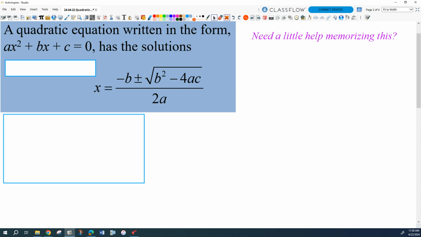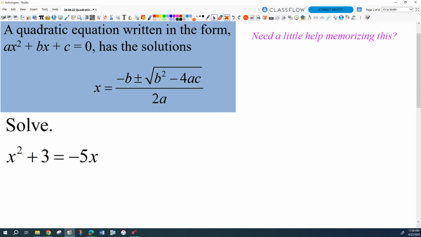So for example, what if we are solving this quadratic equation? What do we have to do first? Good. We have to put it into the right form. We need the x squared term to be positive, which it already is. So what's the only thing I have to do to put it in the correct form again? Add 5x. Good. We've got to add 5x to both sides.